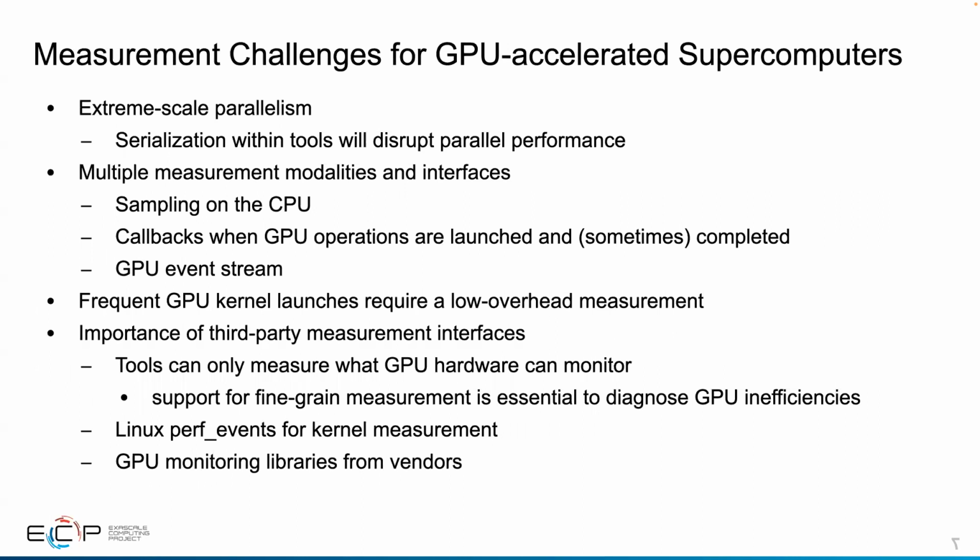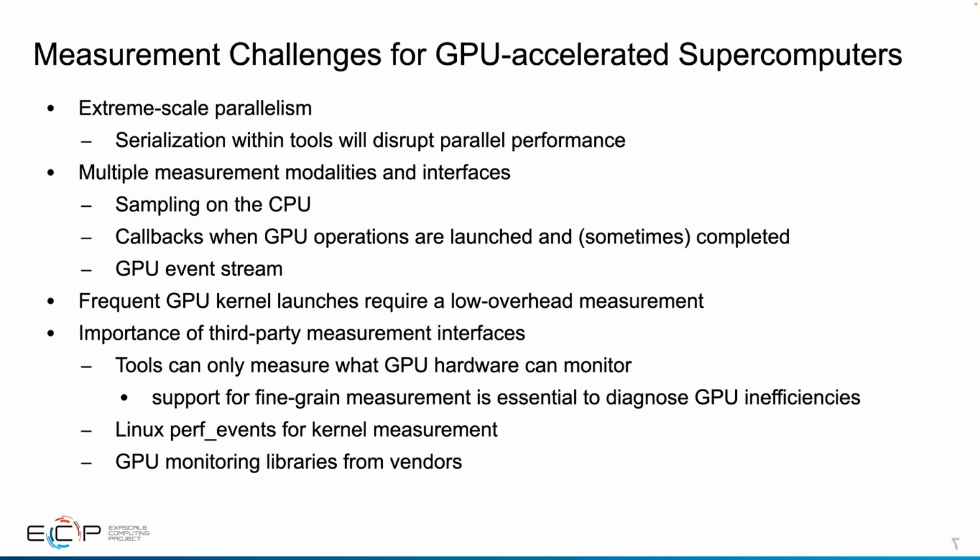So some measurement challenges are that there's extreme scale parallelism in these applications. And so if we introduce any serialization in our tools, that's going to disrupt application performance. There are multiple measurement modalities and interfaces that we have to deal with. And so we're using sampling on the CPU. I'll say a little bit more about that later.